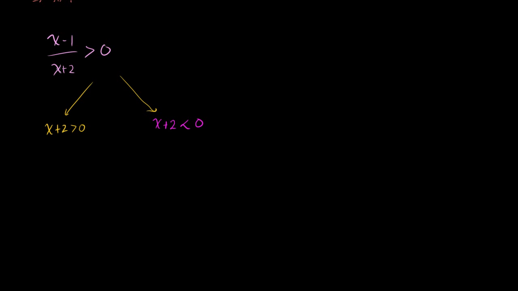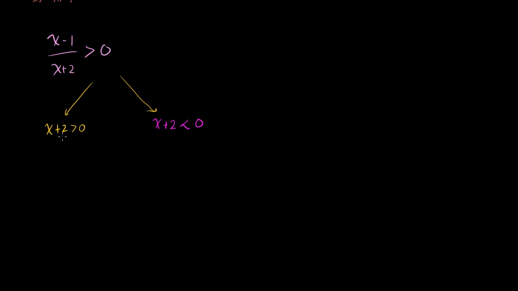These are the two possibilities for x plus 2. Actually, in no situation can x plus 2 equal 0. If x plus 2 were equal to 0, then this whole expression would be undefined, and so that definitely won't be a situation that we want to deal with. It would be an undefined situation. So these are our two situations when we're multiplying both sides.